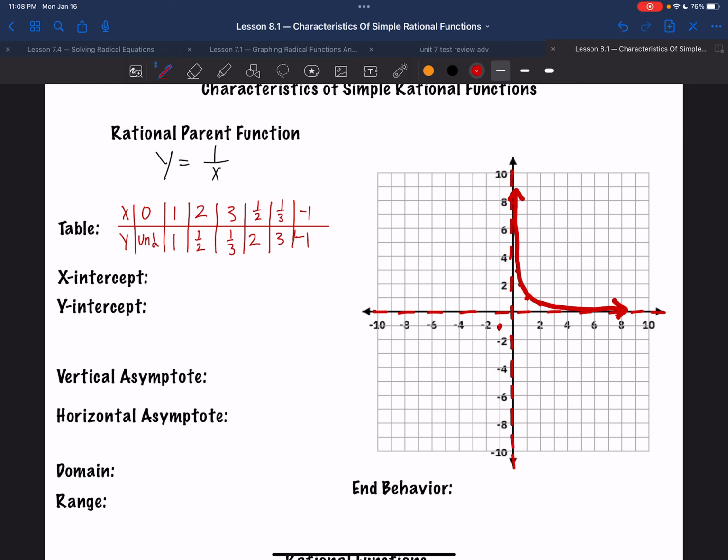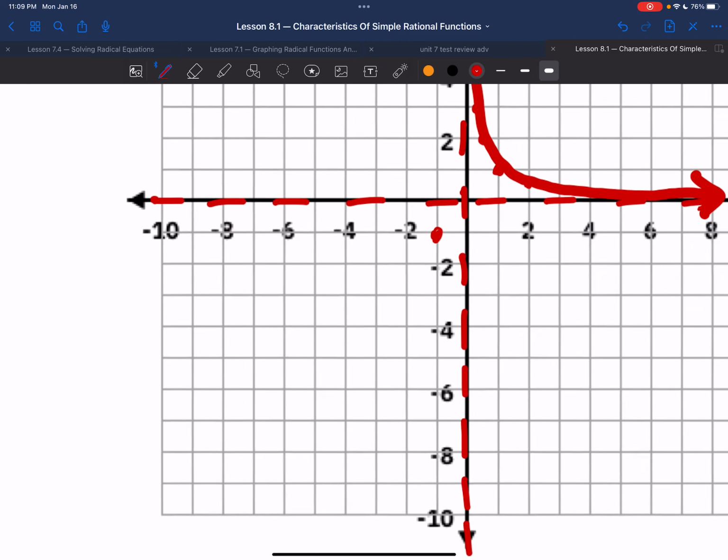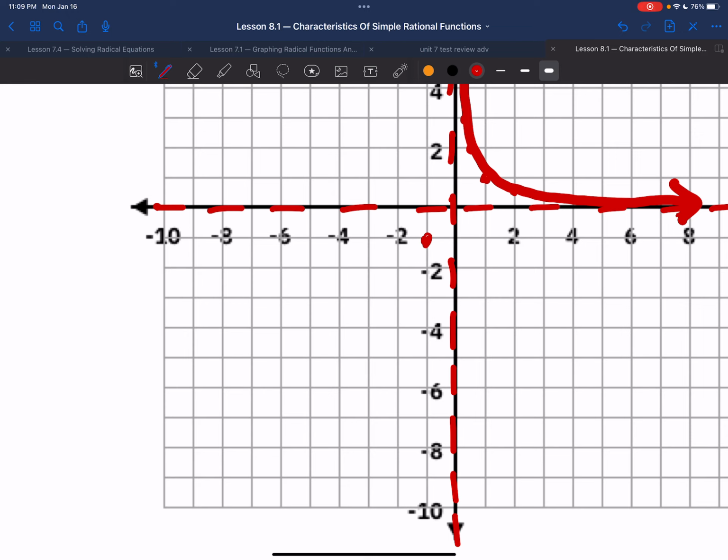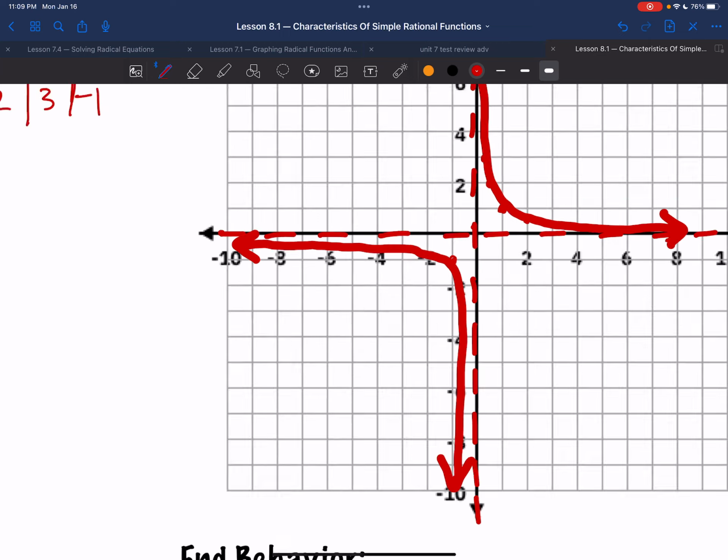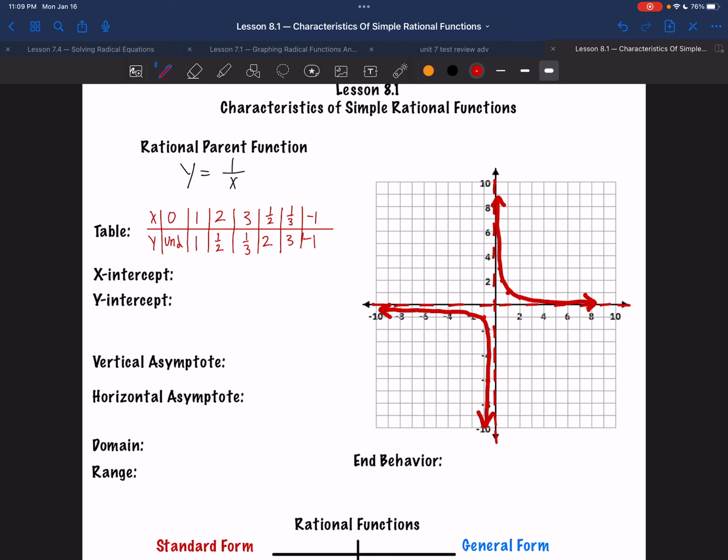I could keep going and graph at a bunch of other points, but I don't want to waste too much of your time. You could think of these points as mirrored over on this side. So your function in the third quadrant is going to look like that. And that's the parent function for rational.